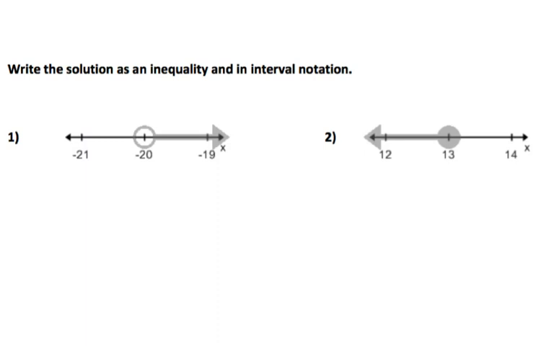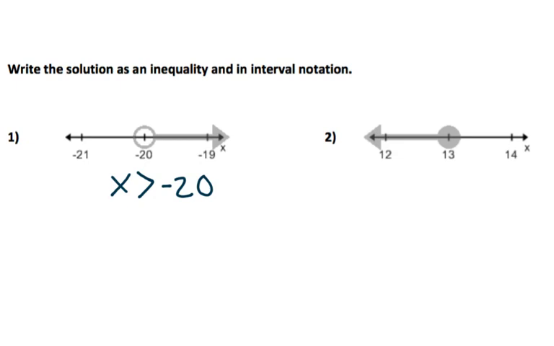Number one, we're going to write the solution as an inequality and in interval notation. So let's first do the inequality. We just use a variable. I'll use x. And then I notice that the arrow is pointing to the right, so it's going to be greater than. And it's an open circle, so just greater than. The value there is -20, so x is greater than -20.